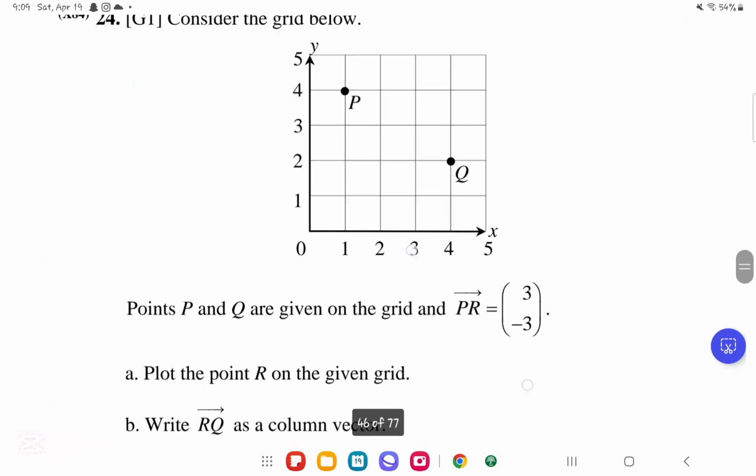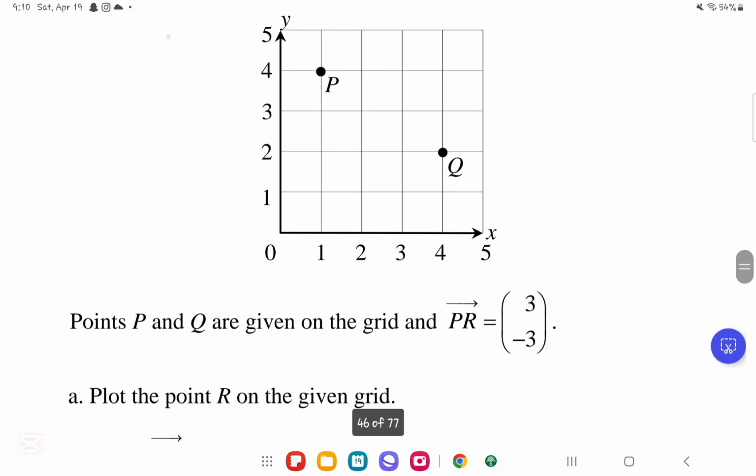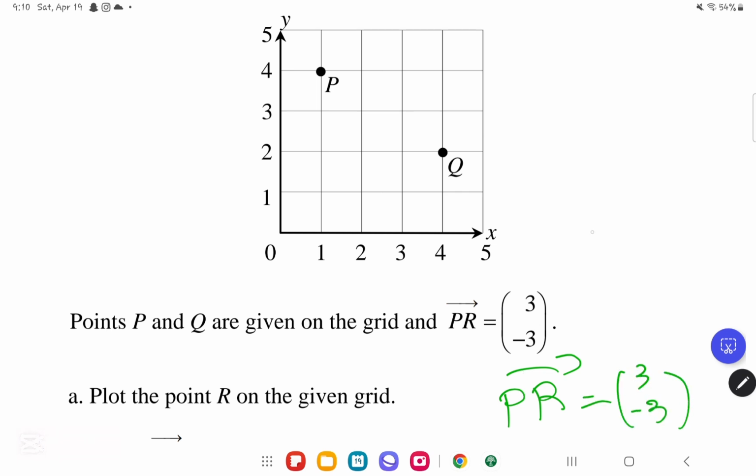Okay? They said, consider the grid below. Points P and Q are given on the grid, and PR is equal to 3 minus 3. Okay. They said, plot the point R on the given grid. So they said what? They said PR is what? 3 minus 3. They want us to plot the point R. PR, what does it mean? That means to go from point P to point R, we need a vector of what? Of 3 minus 3. We have the point P, we can find it over here, it is 1, 4.